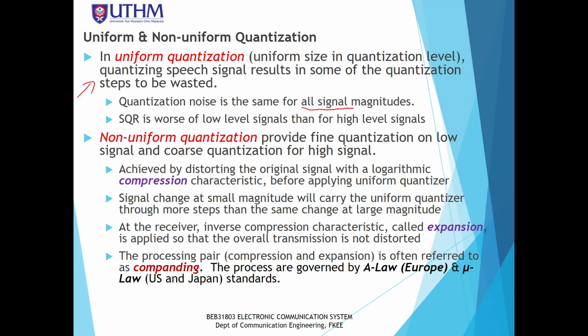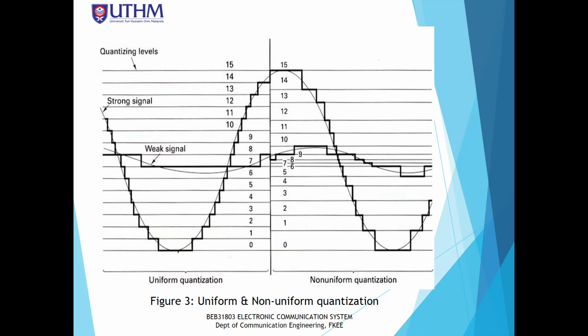Okay, the noise will be the same. This is referring to the QE ataupun QN. Okay, sama. So SQR is worse for the low level signal than for the high level signals. Apa maksud dia? So dikatakan di sini nilai SQR adalah lebih rendah untuk especially for the low level signal, signal yang mempunyai amplitude yang kecil berbanding dengan signal yang mempunyai amplitude yang besar. So contohnya ada dalam gambar rajah di sini.